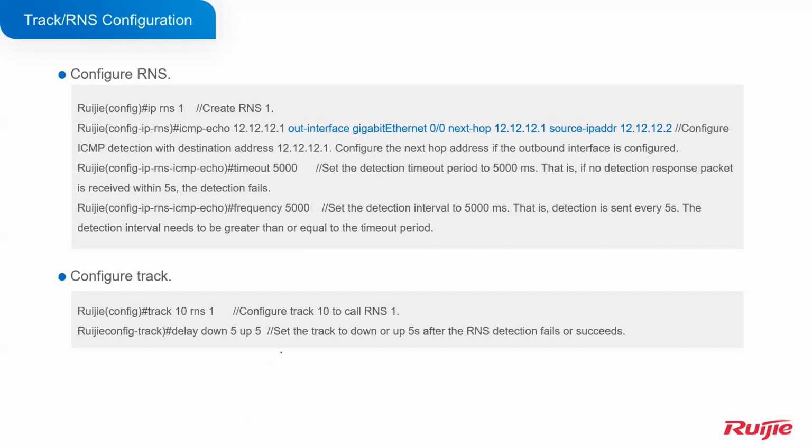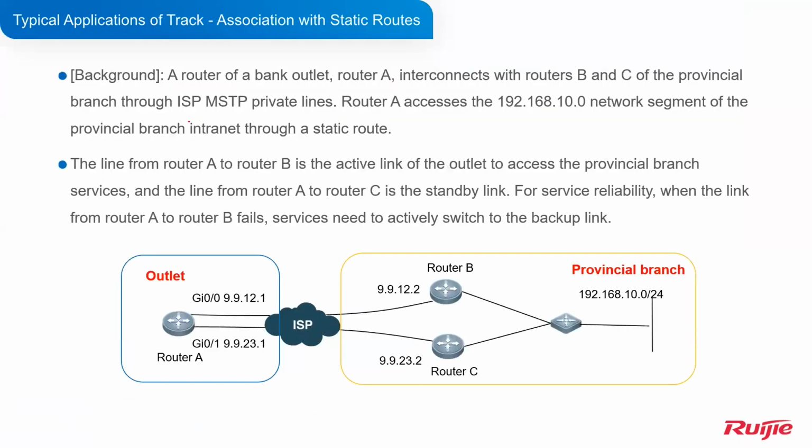And then after finishing the configuration of RNS, next is the configuration of track. Track 10 rns 1. 10 is the ID of this track session. RNS 1 means the RNS we just created, because when we create the RNS, the ID is 1. And delay down 5, up 5 means the track goes down or up 5 seconds after the RNS detection fails or after the RNS detection succeeds. Okay.